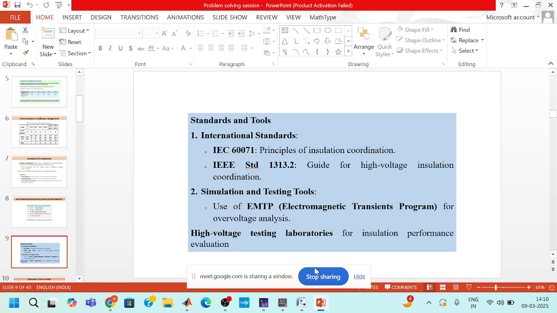Next is simulation and testing tools. For simulation purposes, we use the EMTP. EMTP is the Electromagnetic Transients Program for overvoltage analysis and high voltage testing laboratories for insulation performance evaluations.